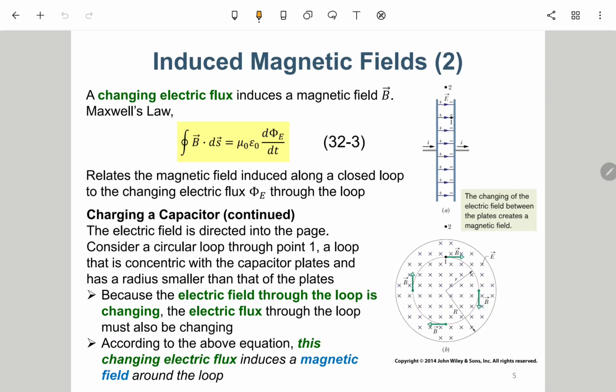Okay, so this is pretty much it. I think these two pages are mentioning the same thing. The only point here is that because the electric field through the loop is changing, the electric flux through the loop must also be changing. So according to the above equation, this changing electric flux induces a B field around the loop. It is something like this.